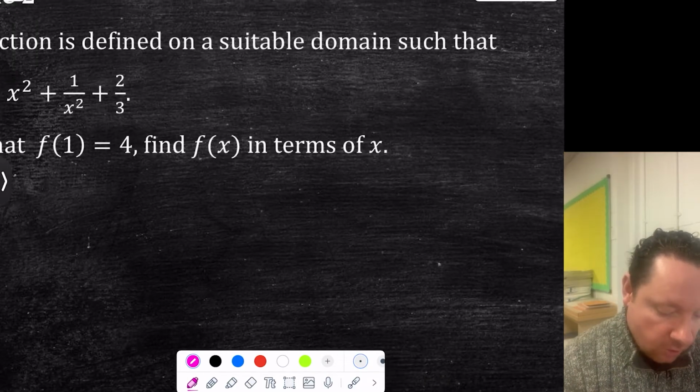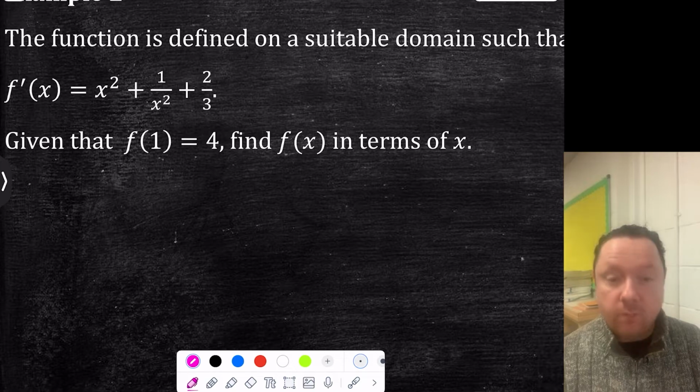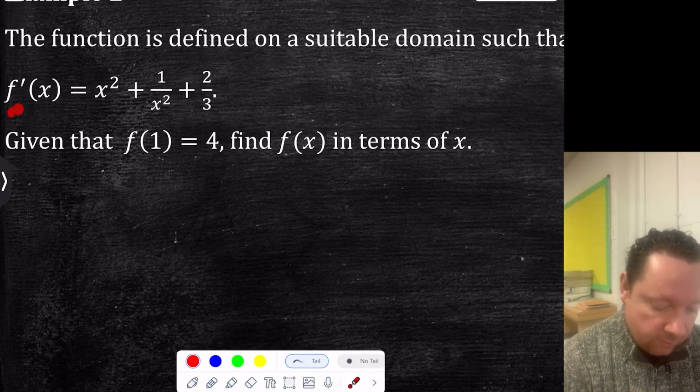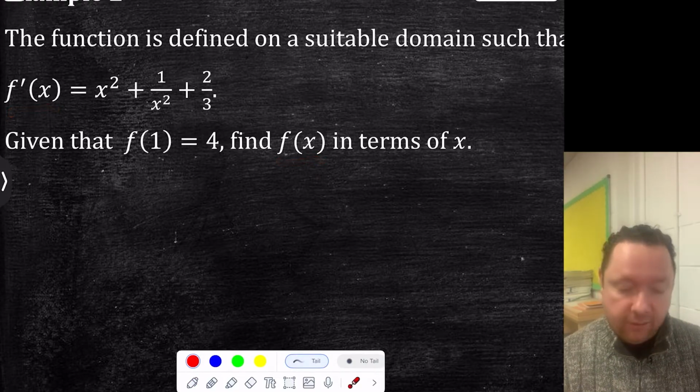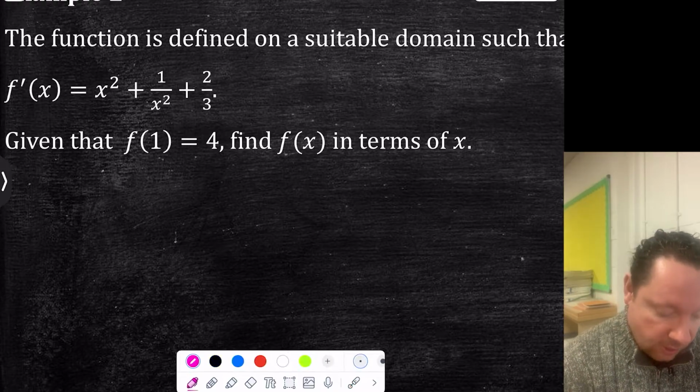Differential equations, example 2. A function is defined on a suitable domain such that f dash x is x squared plus 1 over x squared plus 2/3. Given that f of 1 equals 4, find f of x. So we're starting with f dash x, and we have to find f of x. So we are integrating. So we need to get it ready to integrate first. So let's start manipulating f dash x.